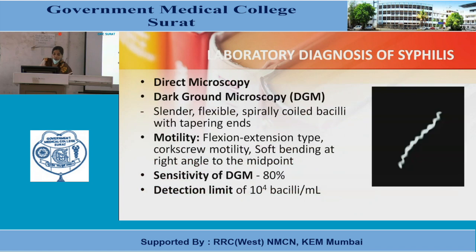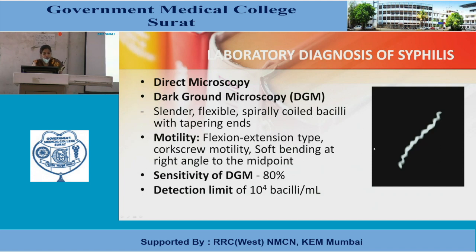Now, we are going to talk about the laboratory diagnosis of syphilis, first with direct microscopy. We take a sample from the chancre exudate. Second is dark ground microscopy, DGM. These are slender, flexible spiral coiled bacilli with tapering ends that can be seen over here.